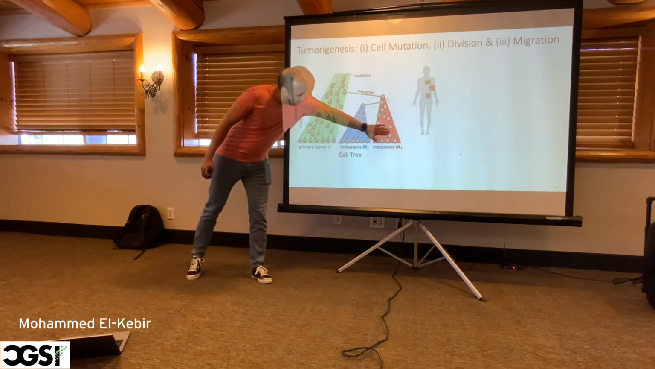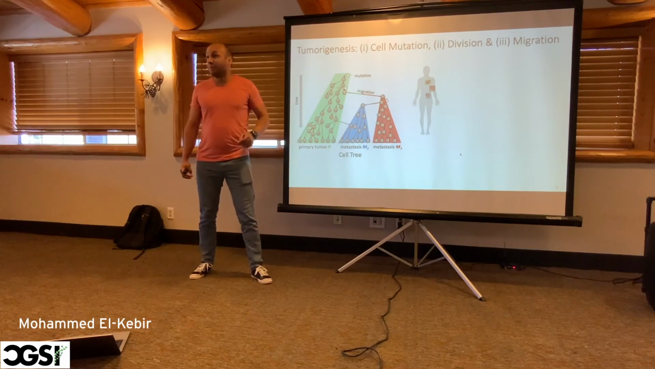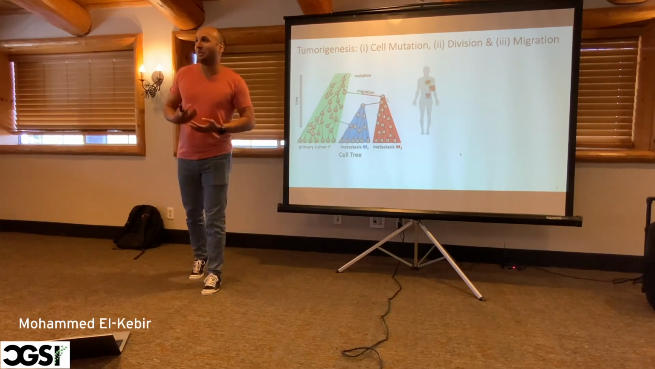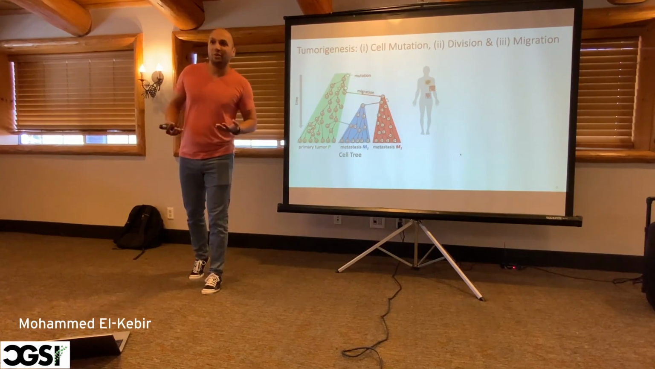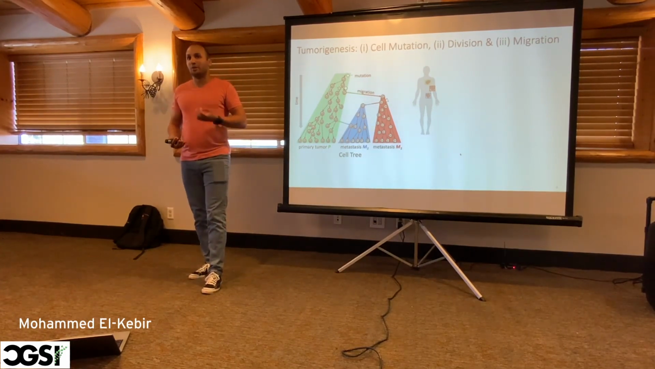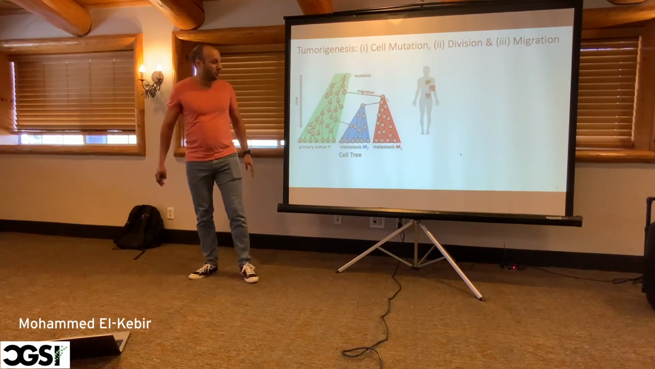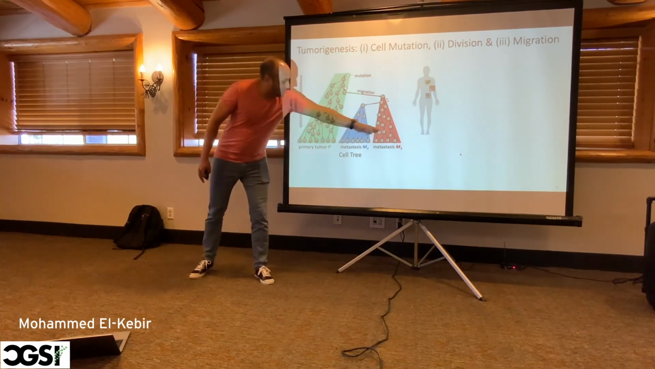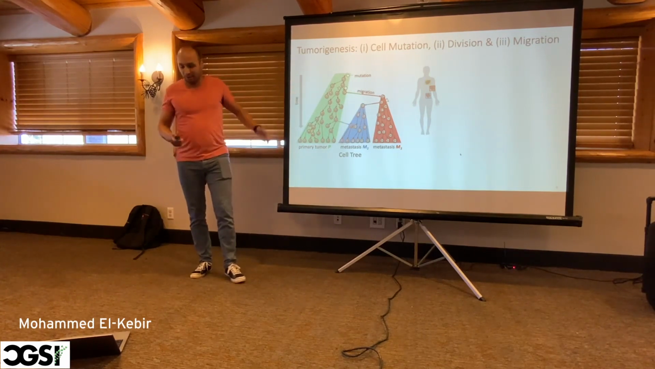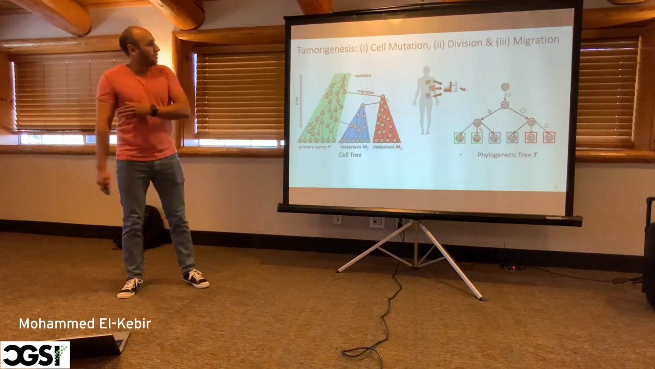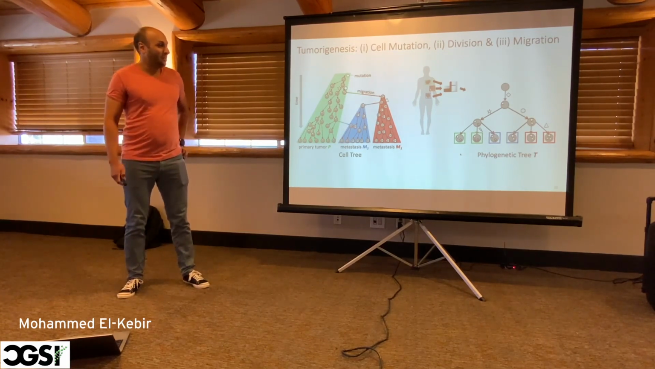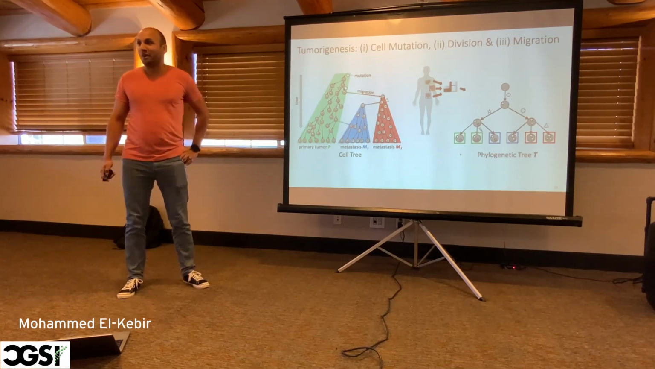And we just see a snapshot like this. Oftentimes, the technology that we use is bulk DNA sequencing, so it's going to be a mixture, so we have to deconvolve it. Or even if you do single-cell DNA sequencing, there's lots of issues with that as well. It's very sparse, so you have to do a lot of imputation. But the bottom line is, we just see this snapshot at the end, and we want to reconstruct what happened in the past. So we can try to reconstruct the evolutionary history using phylogenetics.